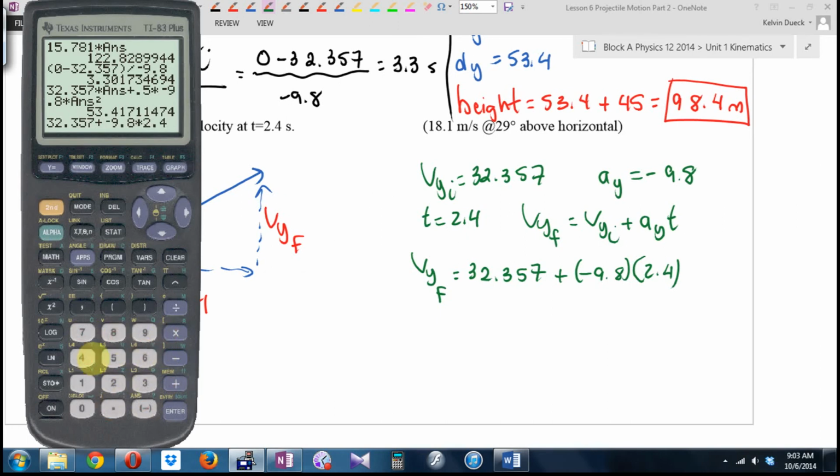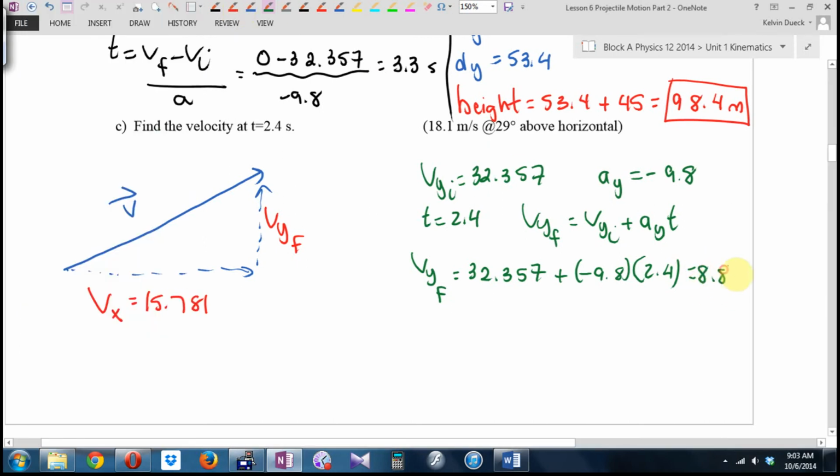So I can tell you the velocity of this projectile anywhere along its path. You give me a time, I already know Vx. I just have to find the vertical component and add them tip to tail. I get 8.837, and let's put that on my triangle.